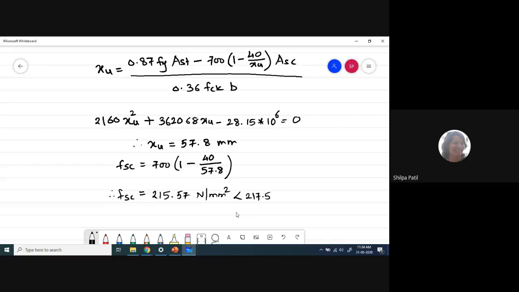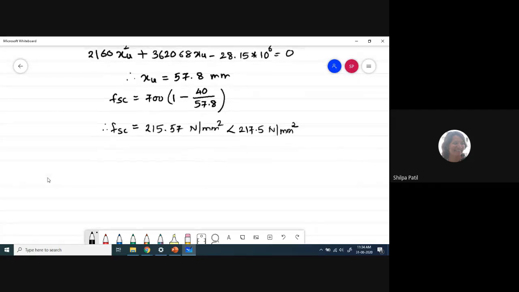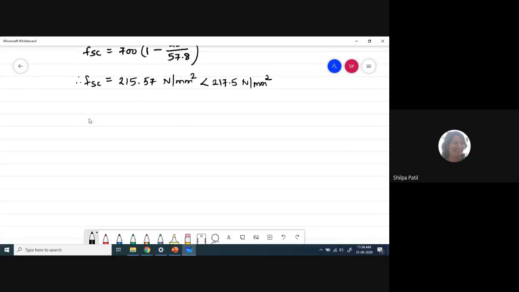And we have already calculated for this condition, that is if the FSC value is less than 0.87 Fy, we put the FSC in terms of XU in the XU formula. We calculated the XU and we recalculated FSC. So this is our final value of FSC and XU. Okay. So for this value, now we will calculate the moment of resistance, MUR. Tell me the formula.